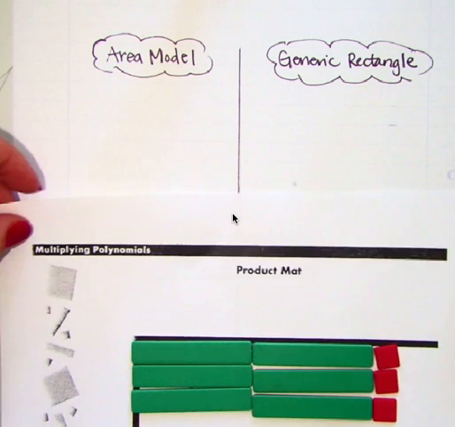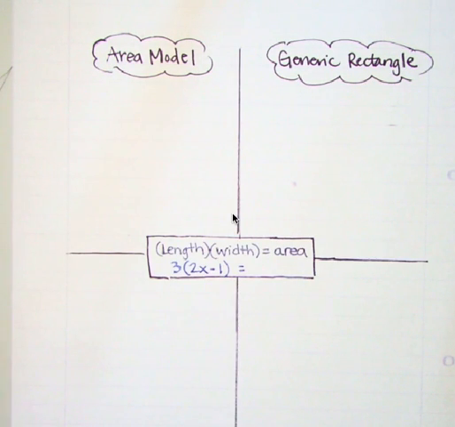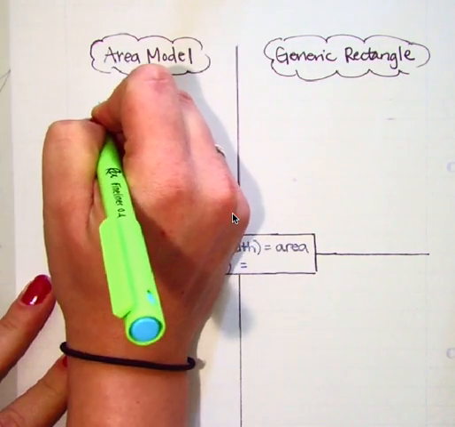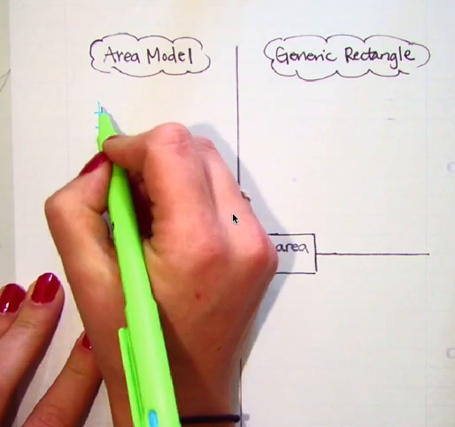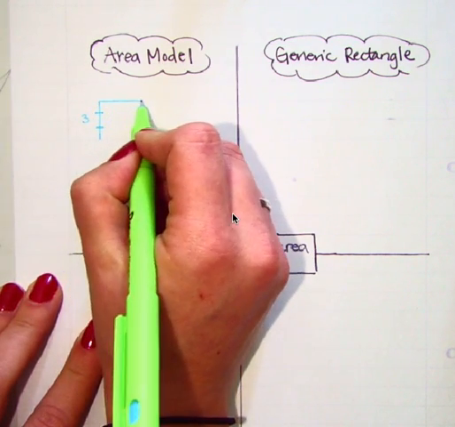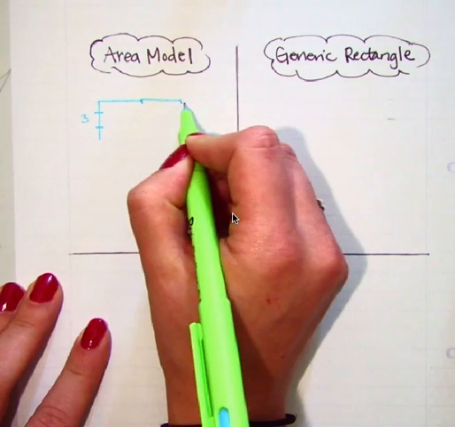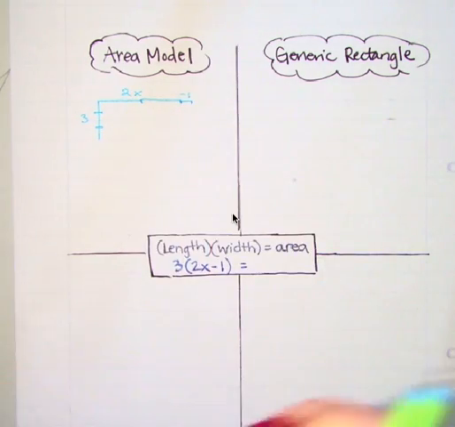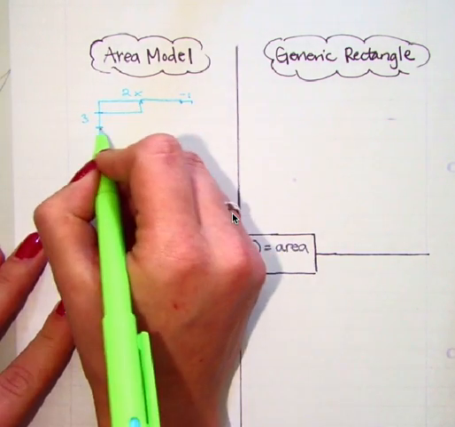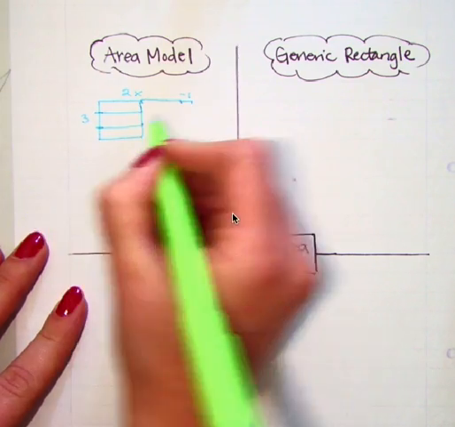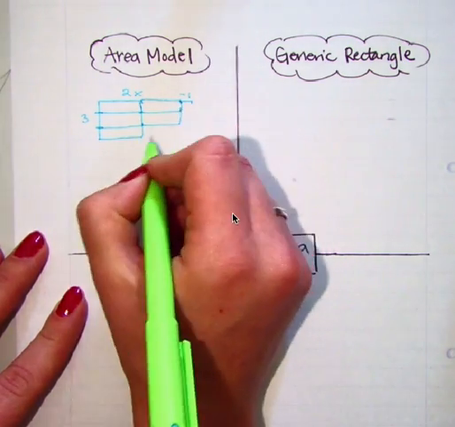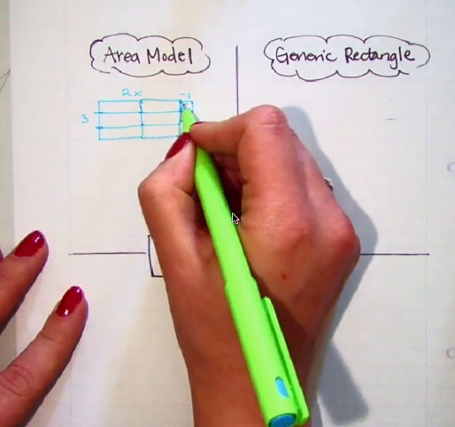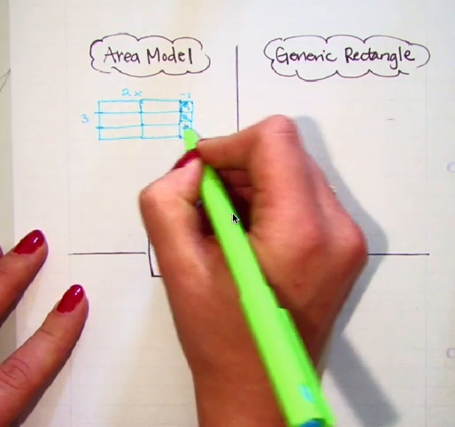Now let's just sketch that into our notebook. So for our product mat, we had 3 as our length, 1, 2, and 3. And then we had an x right here, another x right here, and a negative 1 piece right here. So this is 2x take away 1. Now we filled it in by multiplying. And then these negative 1 pieces times 3 would be 3 negative pieces. Make sure you shade them in to show that they're negative.